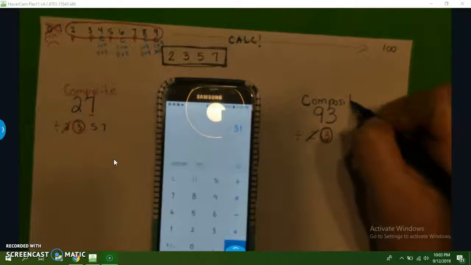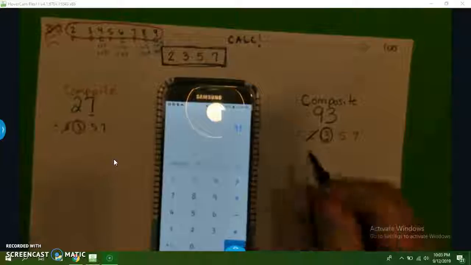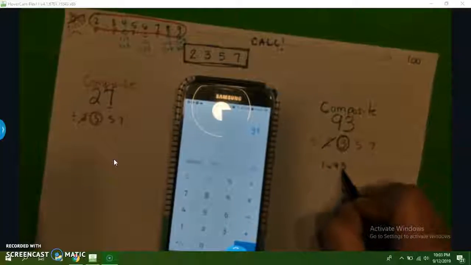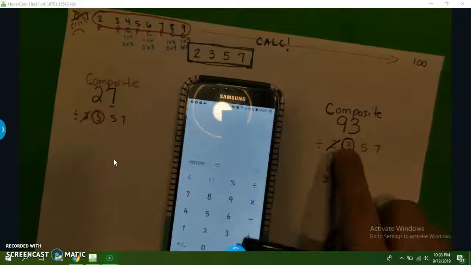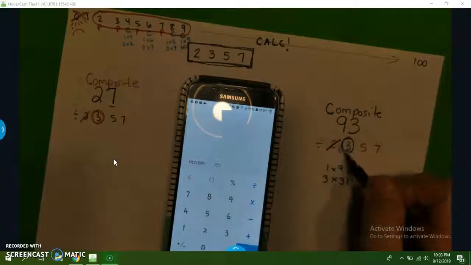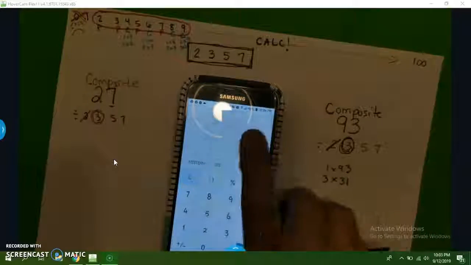That means that I can get 93 by doing 1 times 93, obviously, but I can also do 3 times whatever this calculator says, 31. I don't care about the rest of these numbers. I'm done. As long as I find one thing that works, I can circle it, write composite, and I'm finished.